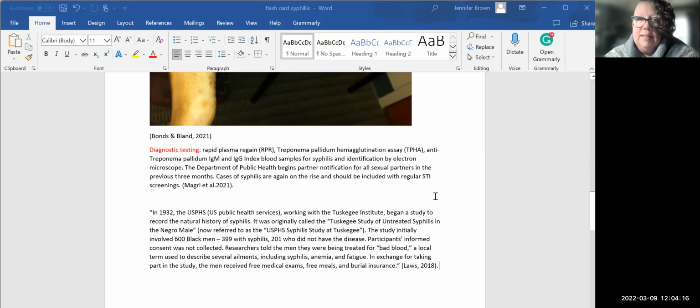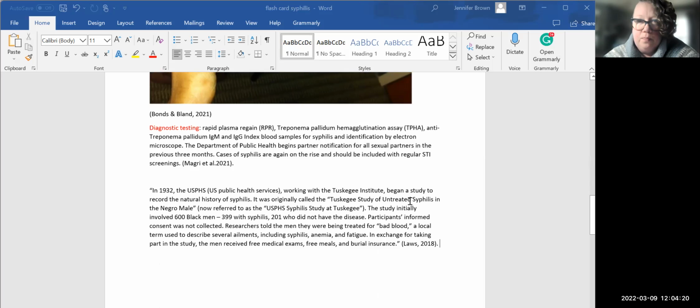For diagnostic testing, it's a rapid plasma reagin, so a blood sample, checking for the syphilis bacteria, and it's identified by electron microscope. The Department of Public Health also begins partner notification for sexual partners in the previous 3 months. Because cases of syphilis are again on the rise, they should be included with regular STD and sexually transmitted infection screenings.